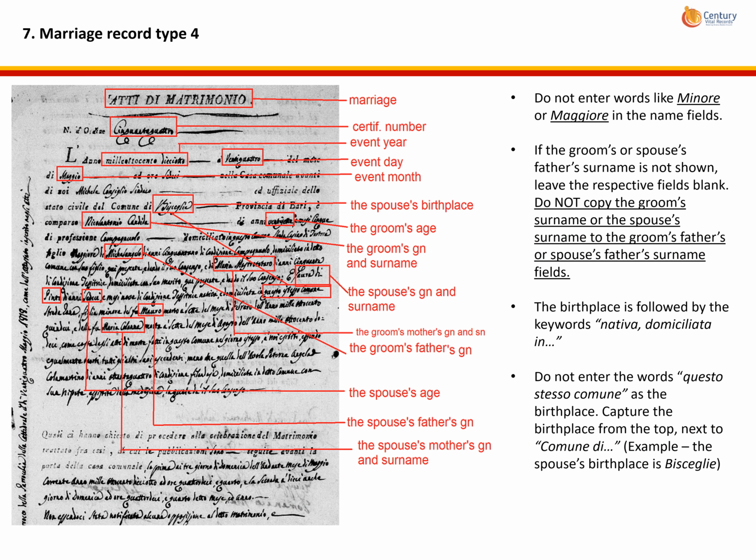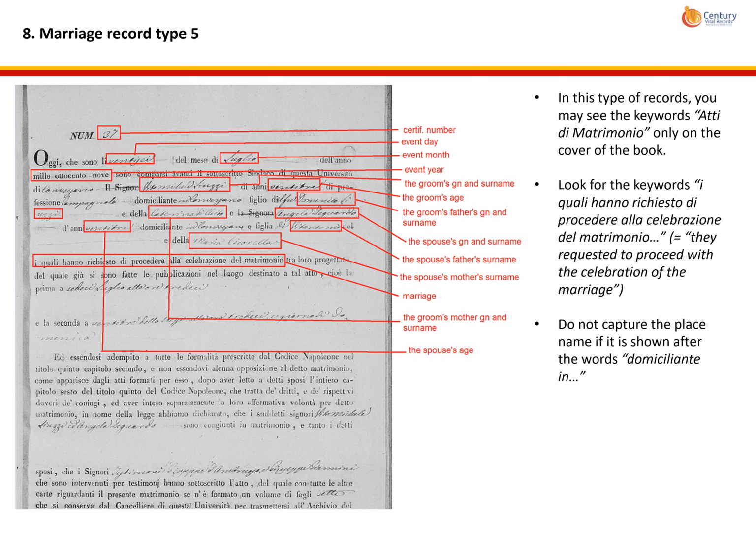This type of record may contain a lot of details. Go through the image and try to look for the keywords used to identify the required information. This image is also a marriage record, but you may not see the word matrimonio in the header. Look for the keywords indicating that the image is a marriage record. Do not key the place name if it is only the place of residence of the groom or the spouse.